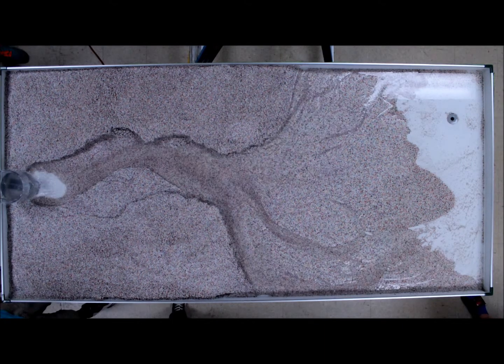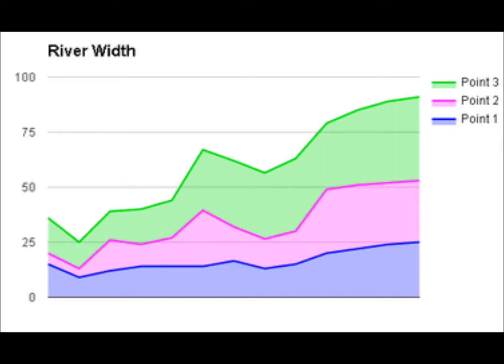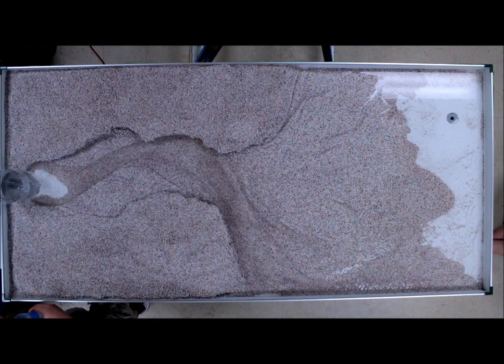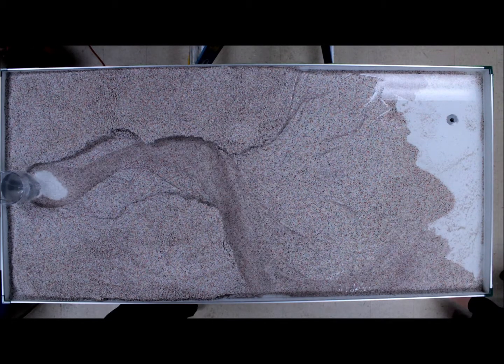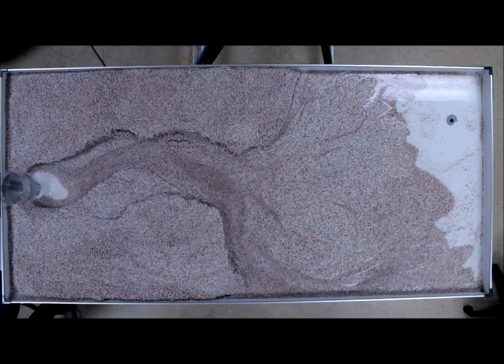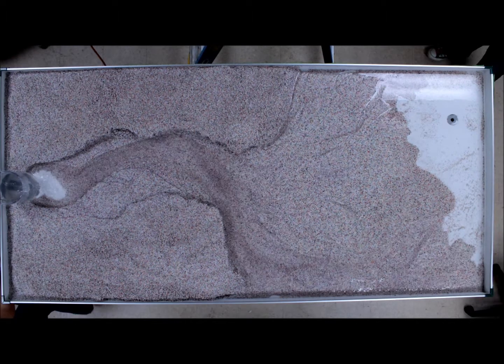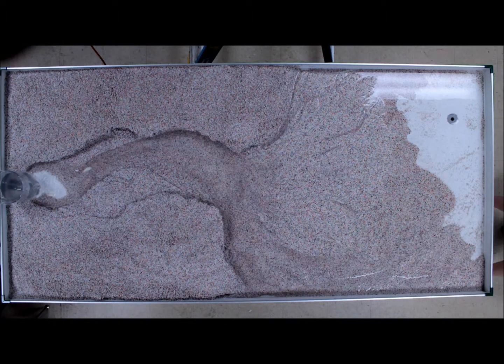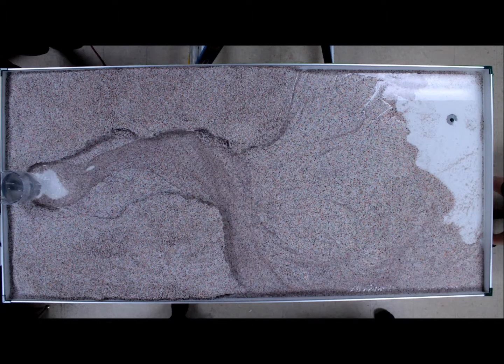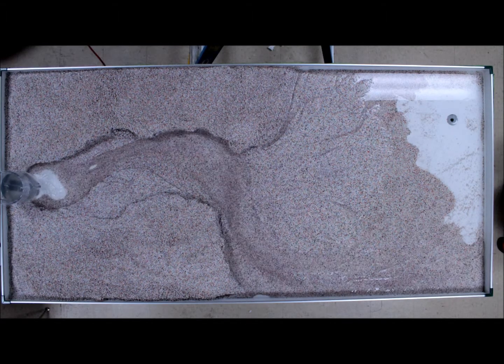According to my data, the river had a width of 15 centimeters at point 1, 5 centimeters at point 2, and 16 centimeters at point 3. That means the beginning of the river was wide, then narrow, then toward the end, almost to the delta, the river grew wider again. This pattern did not continue. By the end of the video, at point 2, the river width was 28 centimeters, which was 10 centimeters less than point 3, but 3 centimeters more than point 1.